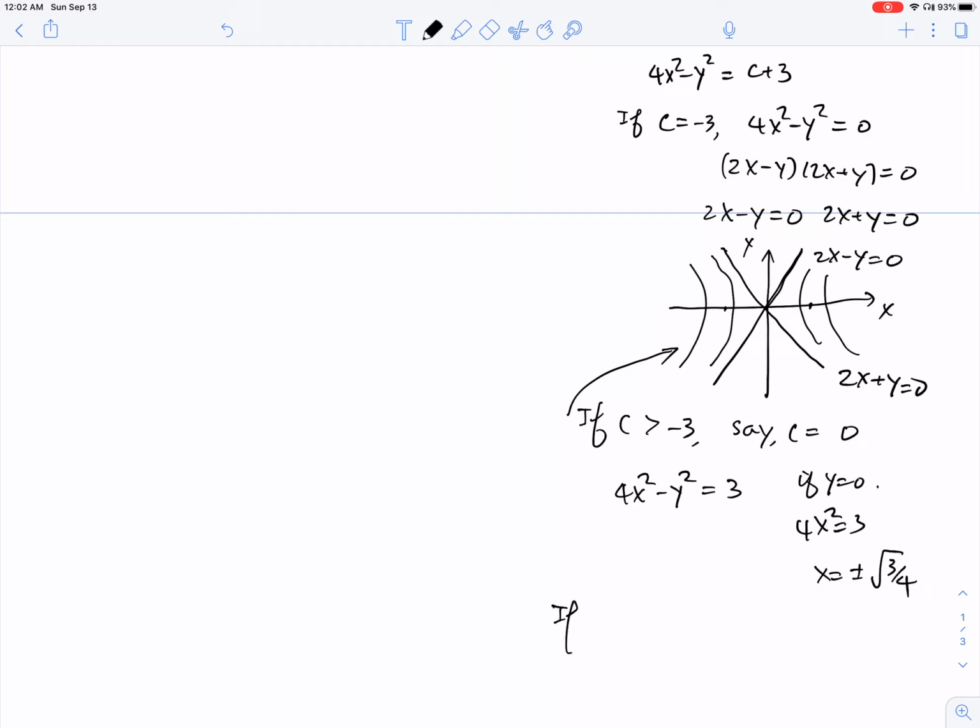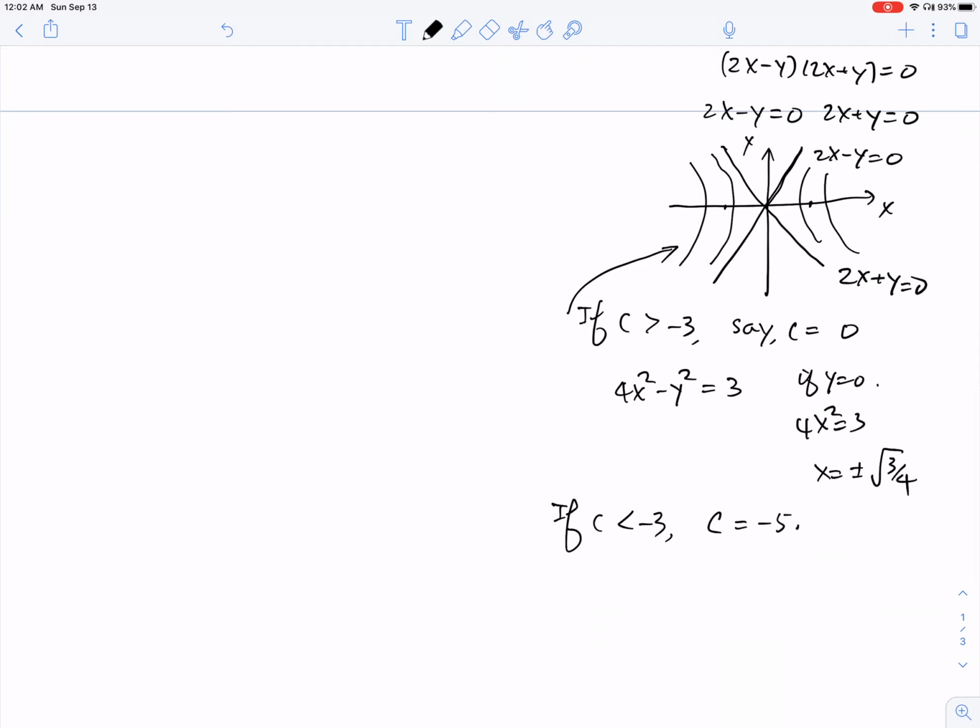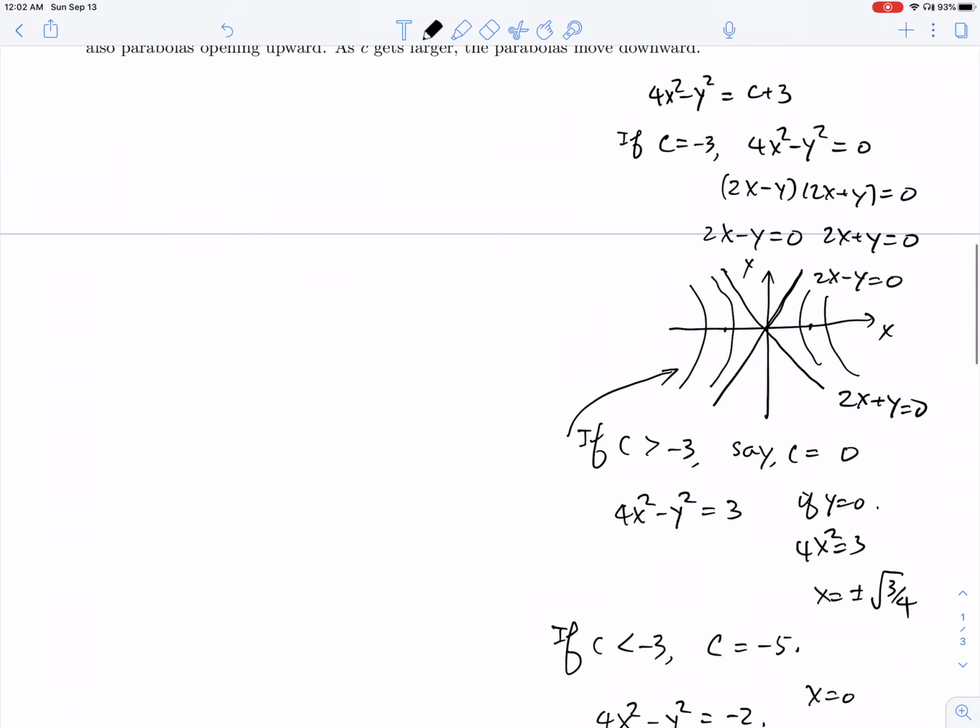What happens if c is less than negative 3? Let's say we have c is equal to negative 5. Then we have 4x squared minus y squared is equal to negative 2. And this time we have y values but no x values. If x is equal to 0, then we know y squared is equal to 2, so y is plus minus root 2. So these are the ones we're going to have.